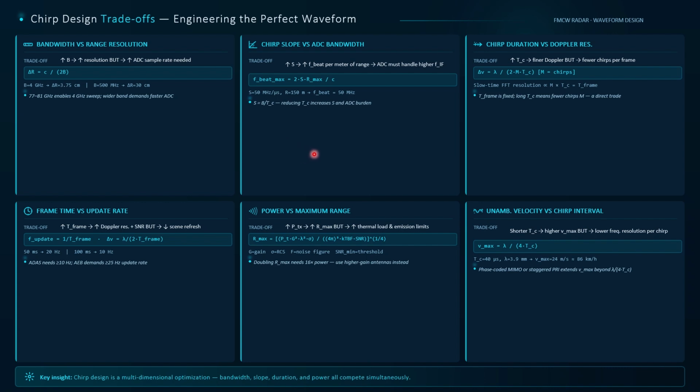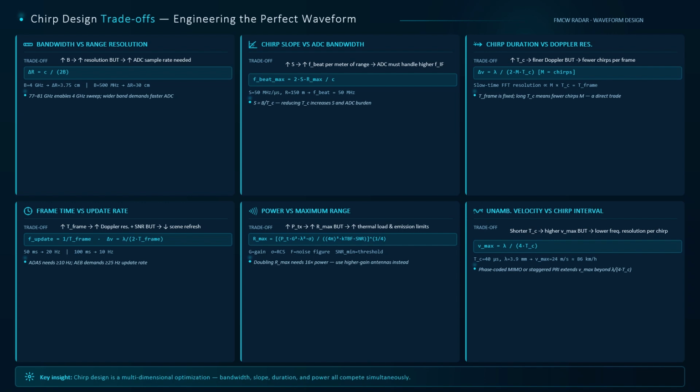Now the other thing is chirp duration versus Doppler resolution. We talked about this before: if you want more Doppler resolution, then you are going to sacrifice the range resolution. These are all interrelated. Now the update rate, then the power versus maximum range, unambiguous velocity, all these things. This is very interrelated, dependent, and you are going to hear these parameters a lot.